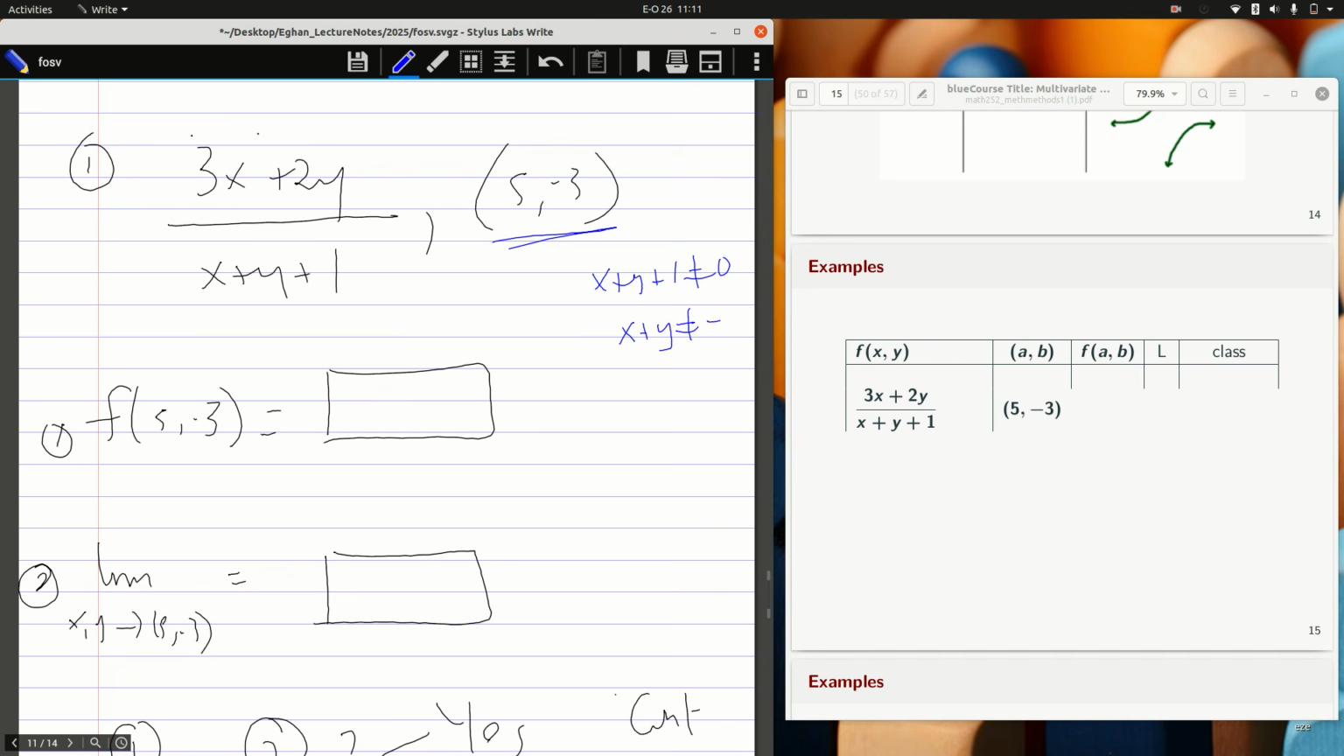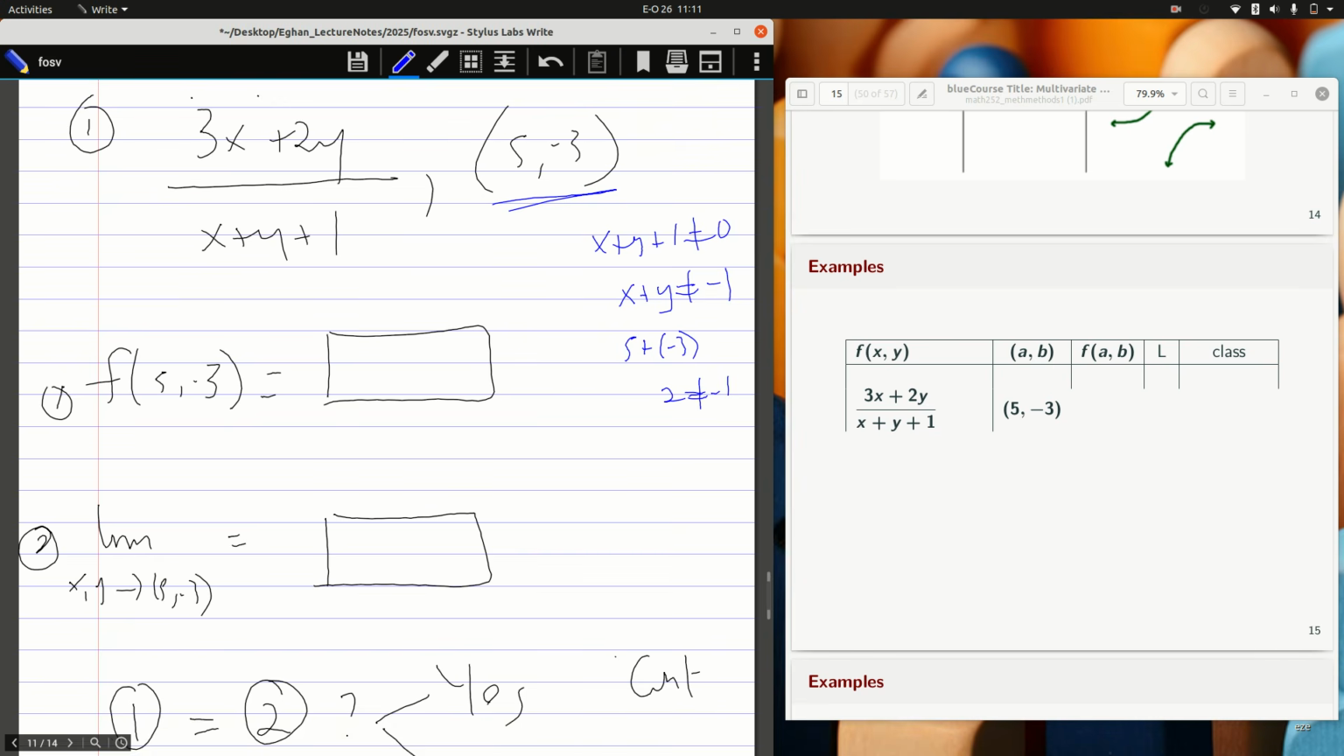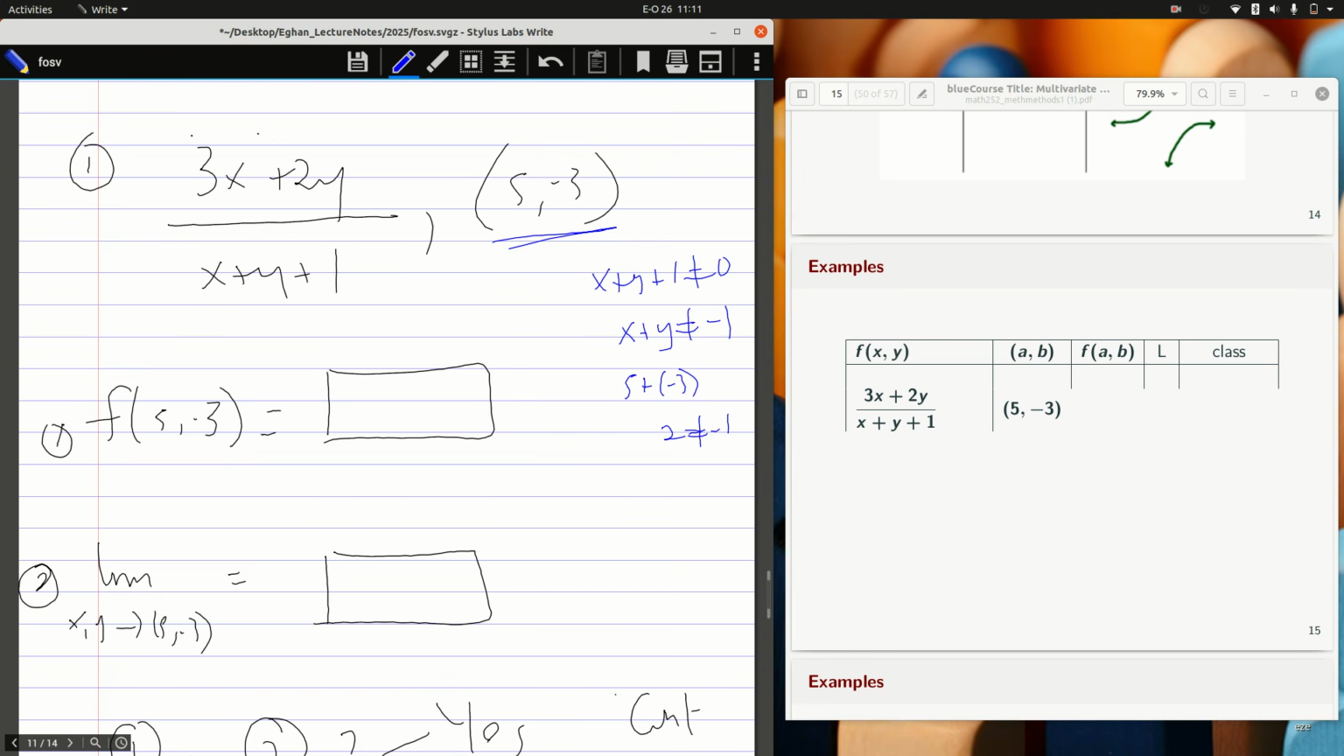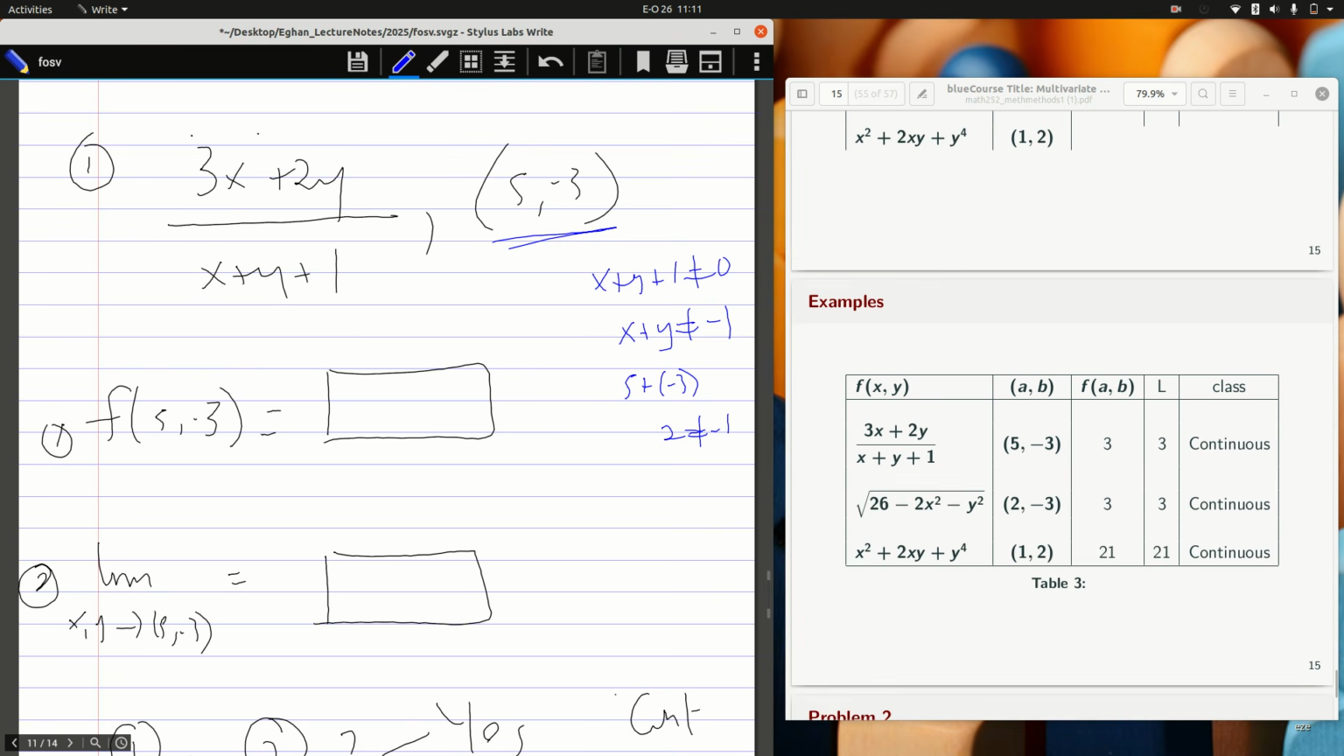So let's see, 5 plus -3, I'm going to get 2. 2 is not equal to -1. So it means that this point would give me something realistic, and I can do a direct substitution. Let me just show everything down for you as usual and then compare. If you do a substitution, you're going to get 3. Take a closer look at that for me.